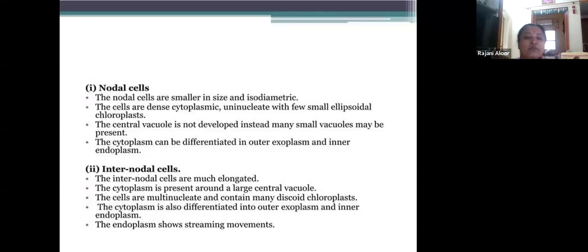Instead, many small vacuoles may be present. The cytoplasm can be differentiated into outer ectoplasm and inner endoplasm. This is the internodal cell wall. And internodal cells are much elongated, with a very high amount of cytoplasm present. And the next one, nodal cells: smaller in size, isodiametric, dense cytoplasm, uninucleate, ellipsoidal chloroplasts. These are the nodal and internodal cells, differentiated.